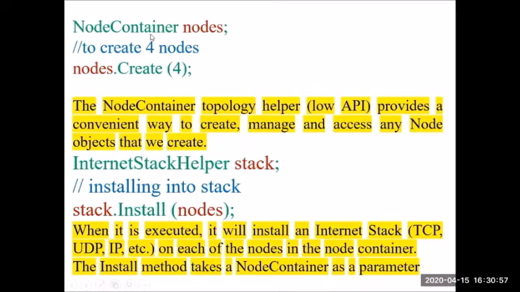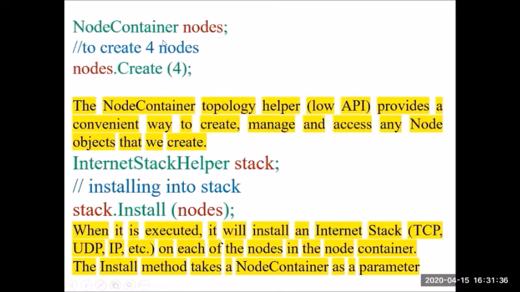NodeContainer class, we invoke it from NS3. It's already predefined, and the object name you are going to give. Nodes I'm calling. So now I have used this topology helper. NodeContainer is a helper which will make a big container, and in that it will keep some nodes. And how many nodes I want to create, I'll give in the next line. So if I want to create 4 nodes, remember in our program we had to create 4 nodes. So what is the way you write it? Nodes is an object.